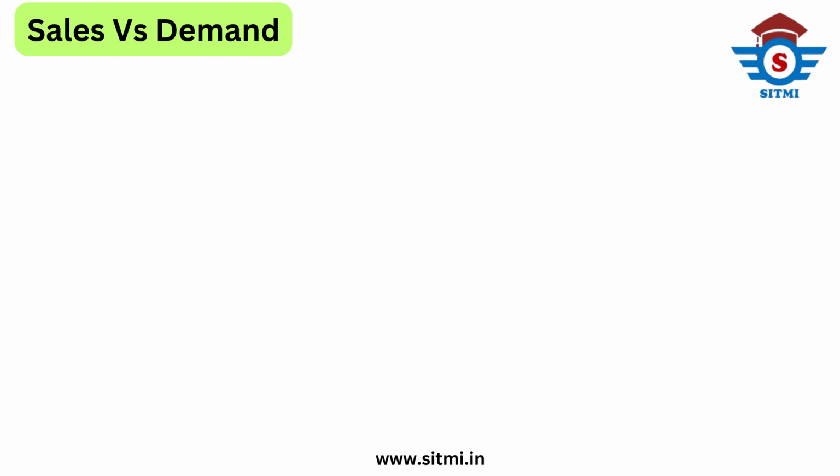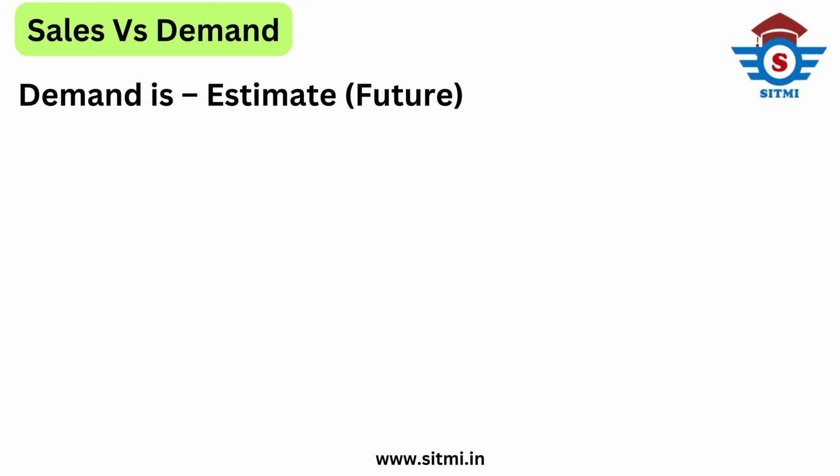Let's start with our basic question. What is the difference between sales and demand? Usually people get confused between these two words. Most of the time people think that these two words are the same. These two words have a similar meaning, but as far as this concept is concerned, consider that demand is nothing but an estimate. It is an estimate about the future. However, sales is not an estimate, it is something that has already happened. That means it is the past. So demand is for the future and sales is for the past.